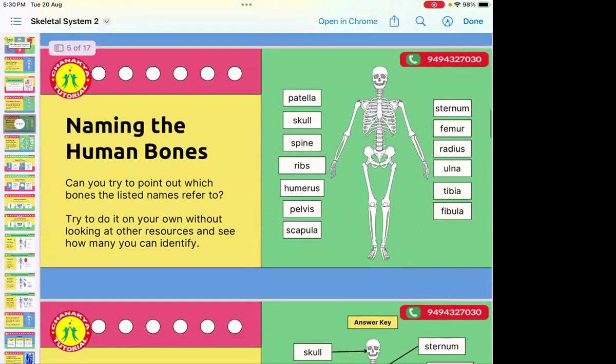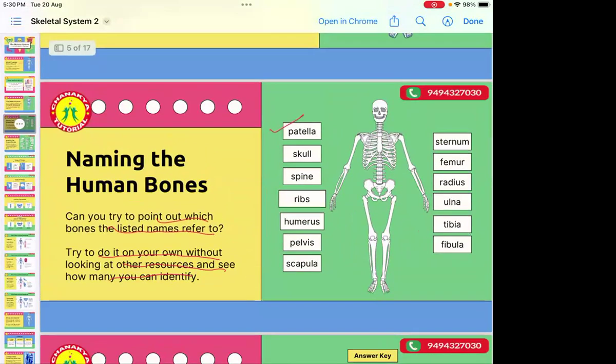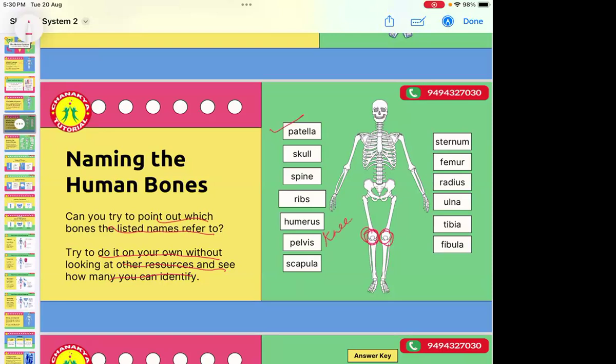Now, naming the bones. Can you try to point out which bones the listed names refer to? Try to do it on your own without looking at other resources and see how many you can identify. So where will the patella be? Any idea, Advik? Patella bone, where will it be? In the video I showed you actually. Here. What is the name here? Ma'am, knee joint. Knee, okay. The knee actually. In the knee, we have the patella bone.